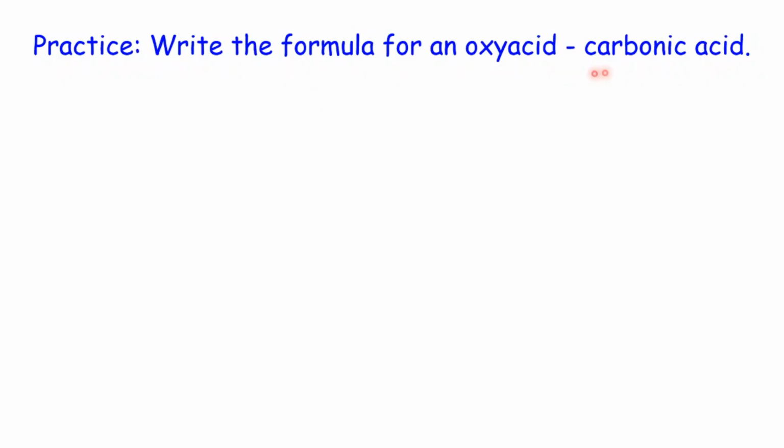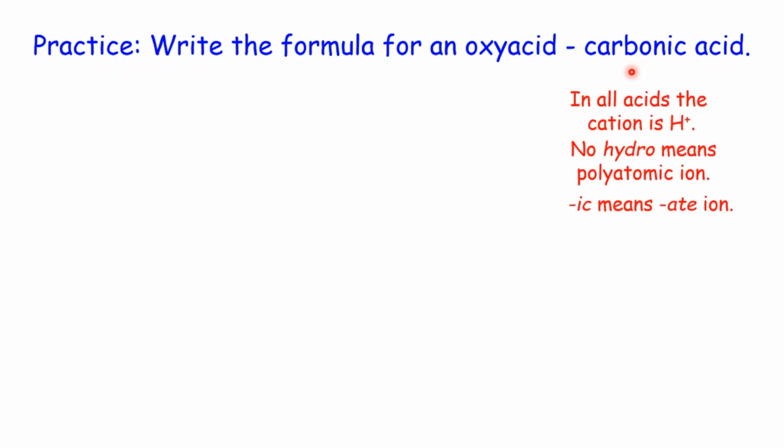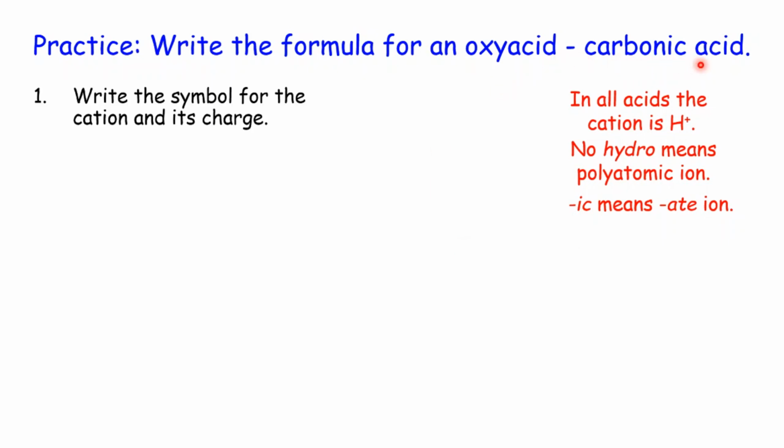Write the formula for carbonic acid. Again, all acids have to contain hydrogen ions, so that's a cation. In the name, I don't see hydro. Hydro means no polyatomic ion. And now I see in this name the suffix is IC. IC means ATE. Okay, so once you understand all of this, solving this problem is very easy now.